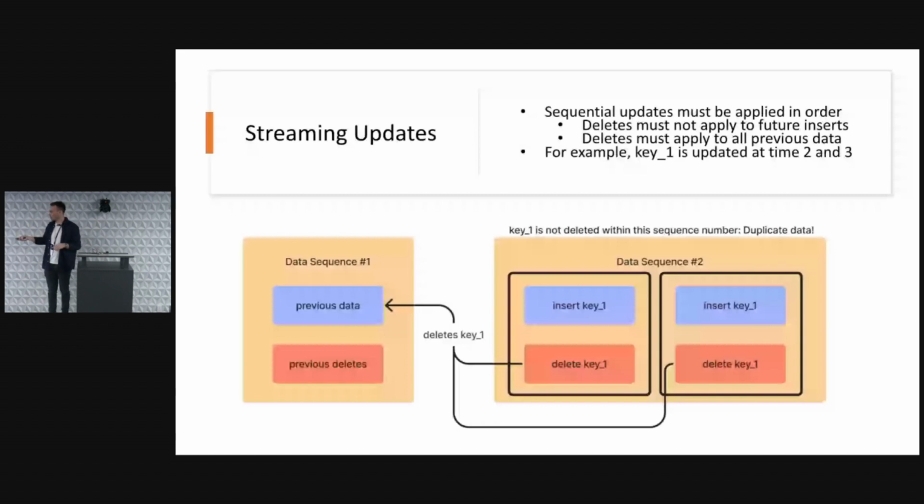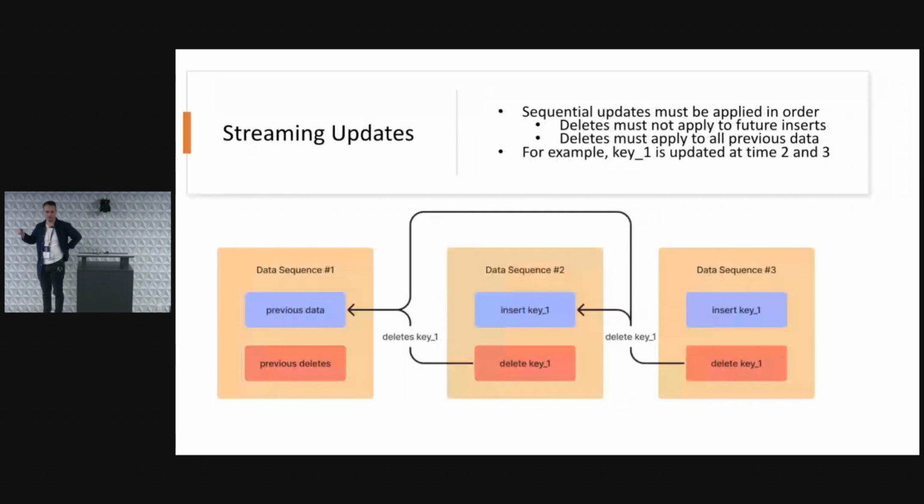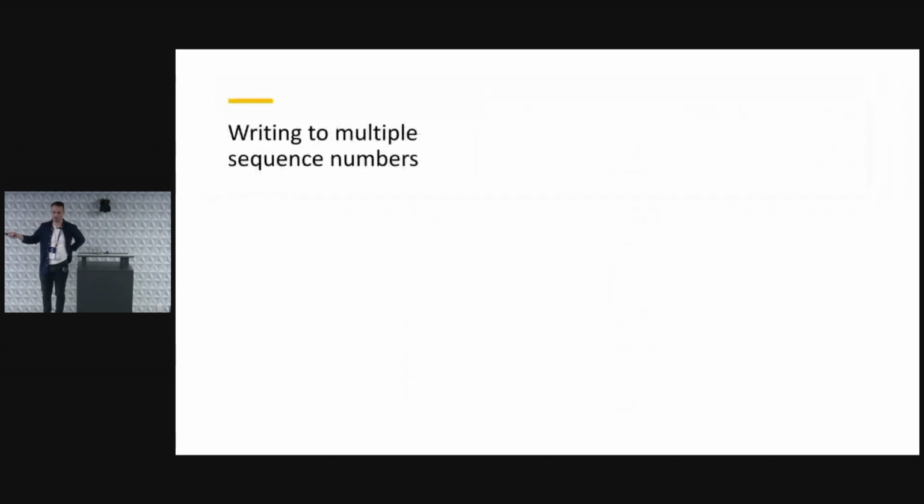So what you really want to do is produce 3 data sequence numbers, or 2 extra data sequence numbers. And then data sequence number 3 is going to delete from the insert in data 2, and you'll end up with one data copy. So keeping this in mind, how do you produce these updates to Iceberg?